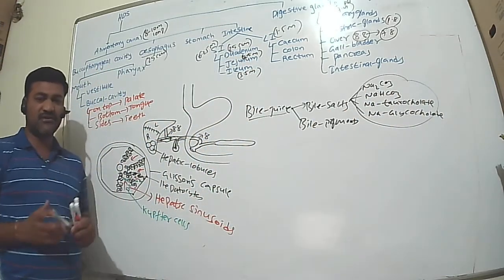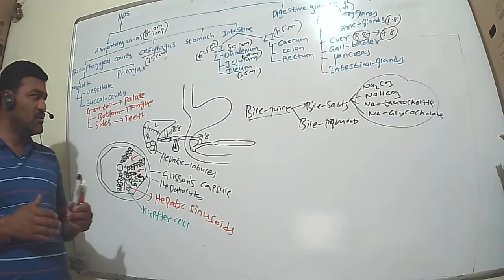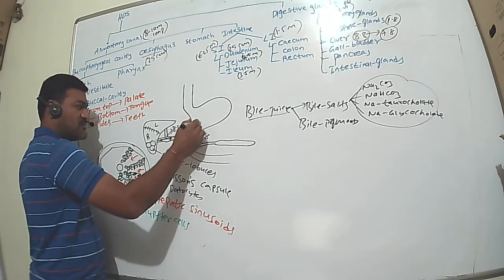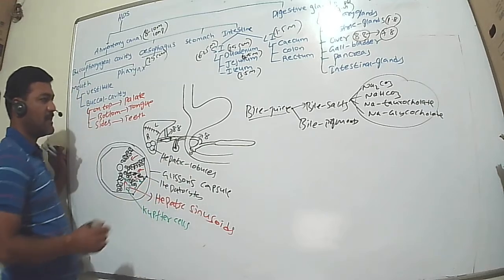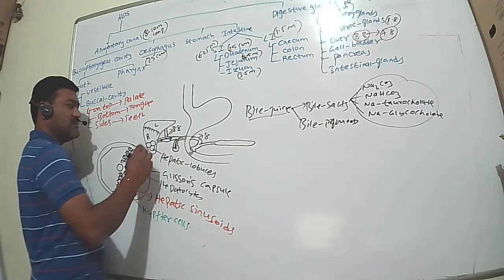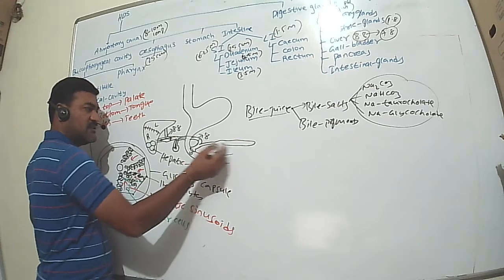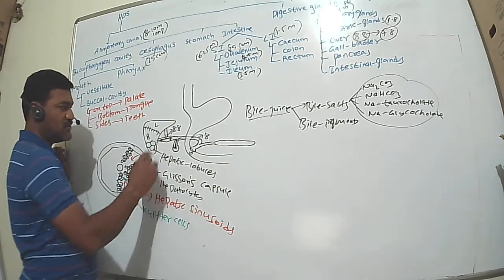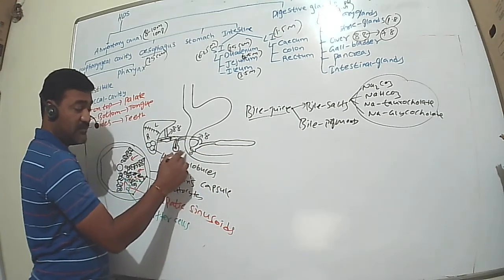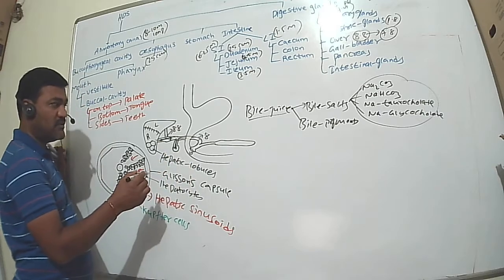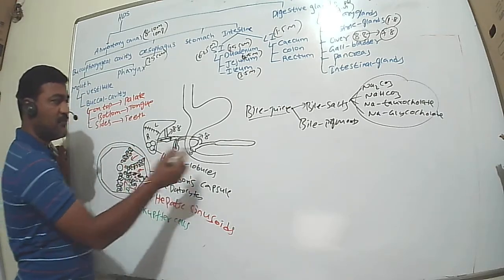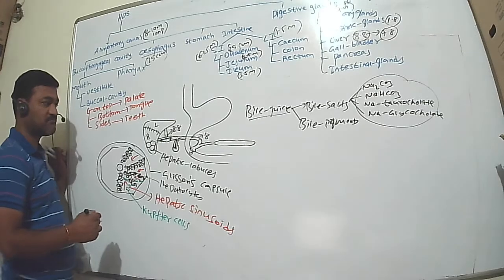They help in emulsification of fats, because you know, when the food comes from the stomach into the duodenum, first the liver will release bile juice, and then the pancreas will release pancreatic juice. Only when the bile juice is mixed with the food can the fats in that food be digested by the action of the pancreatic juice.